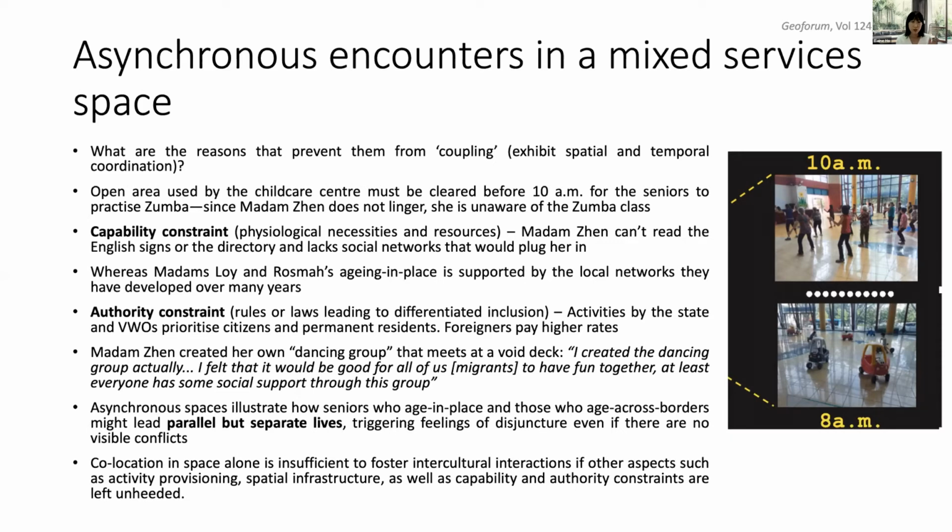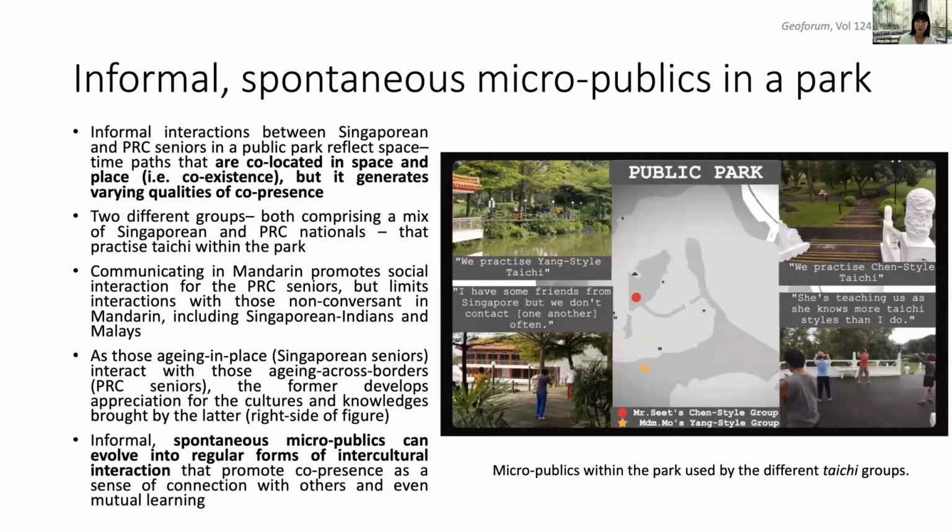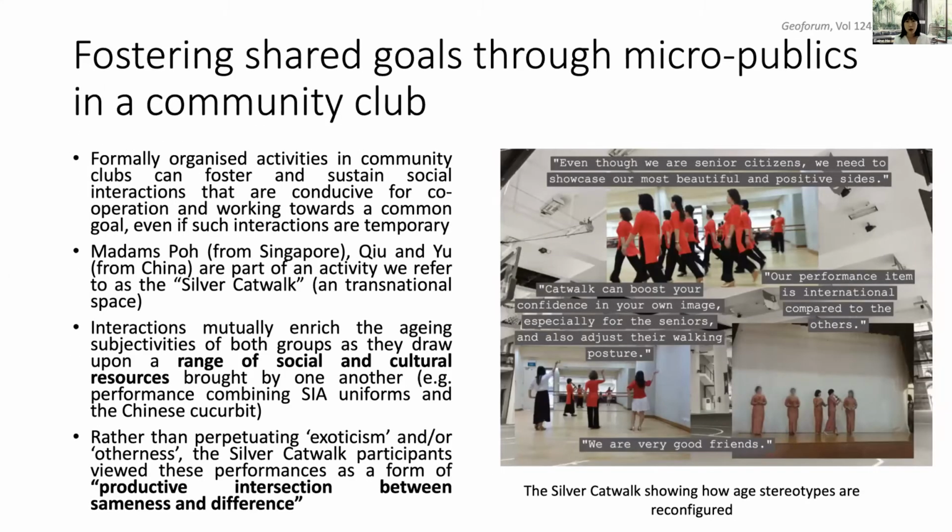So this is an example of an asynchronous space that illustrates how seniors who age in place and those who age across borders might lead parallel but separate lives because of the programming of these activities in a mixed services space. They share the space, but they don't actually have the opportunity to interact. So co-location in space alone is insufficient to foster intercultural interactions. Now, in the interest of time, I want to go to the third kind of space, which is about formal organized activities that take place in a community club.